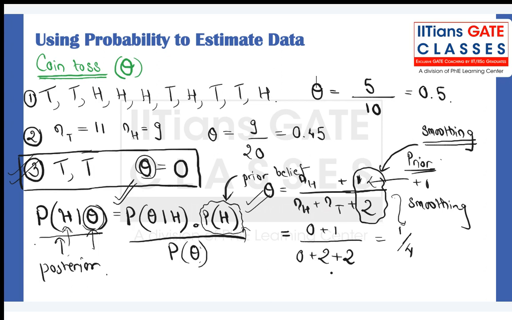It might change your prior belief, it might not change as well. When it will not change, look at the first example. In the first example, your prior belief is the same as the posterior belief. Your prior belief was the probability is 1 by 2. If you again plug in the same thing over here, you will still get 1 by 2. Correct? So how does your prior belief change given your posterior belief? Given the experiment you are doing, how does your prior belief change?